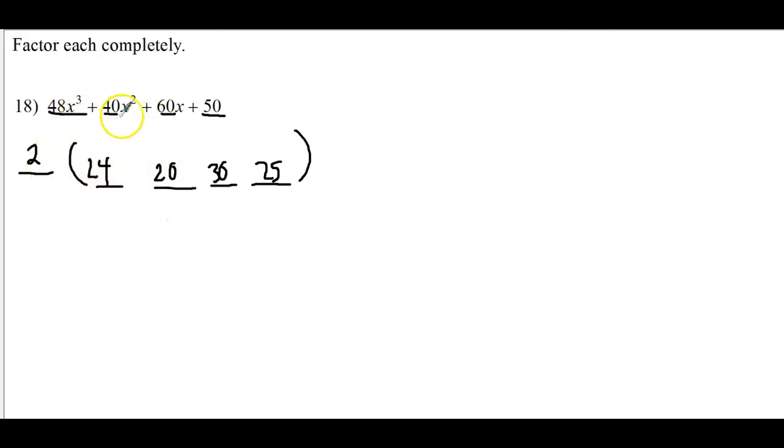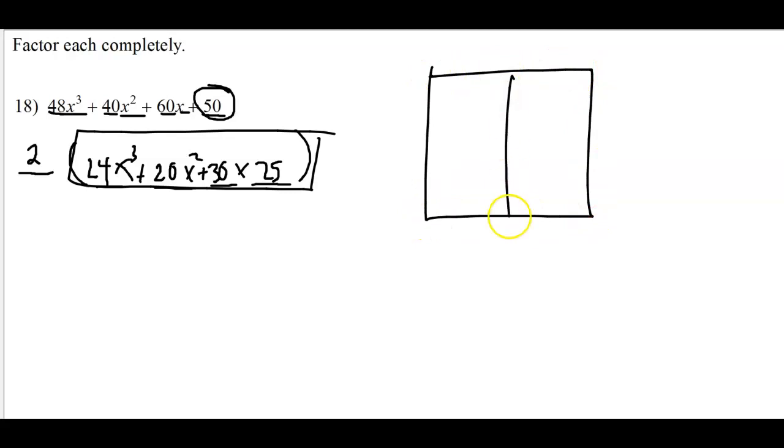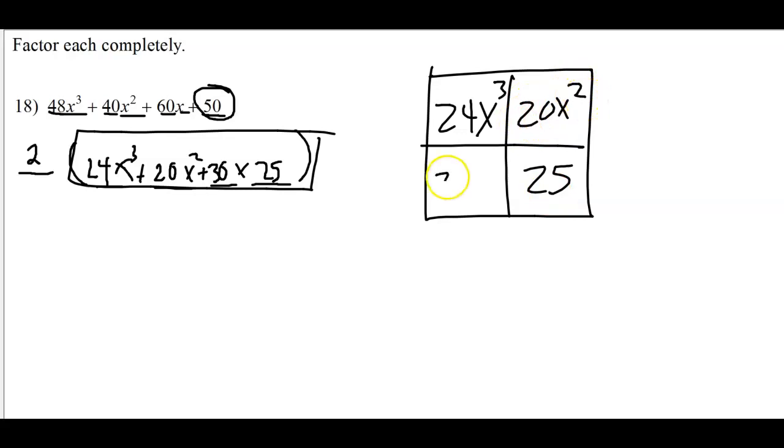Also, this one has 3 x's, this one has 2 x's, this has 1, but this one has no x's, so therefore we can't take any x's out, and the x's will be staying the same. And now we're going to do the box method on this guy, because it's got 4 terms. First term goes here. Last term goes here. The other terms go in the other remaining spots.